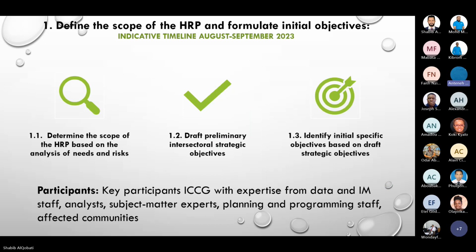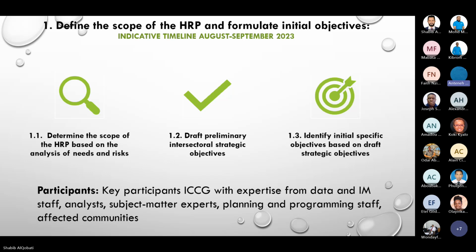Okay, so we proceed to the scope. As I said, the first part of the process is defining the scope of the HRP and formulating the initial objective. The indicative timeline, as you have seen in the HRP calendar, starts from August and is usually expected to be completed in September.